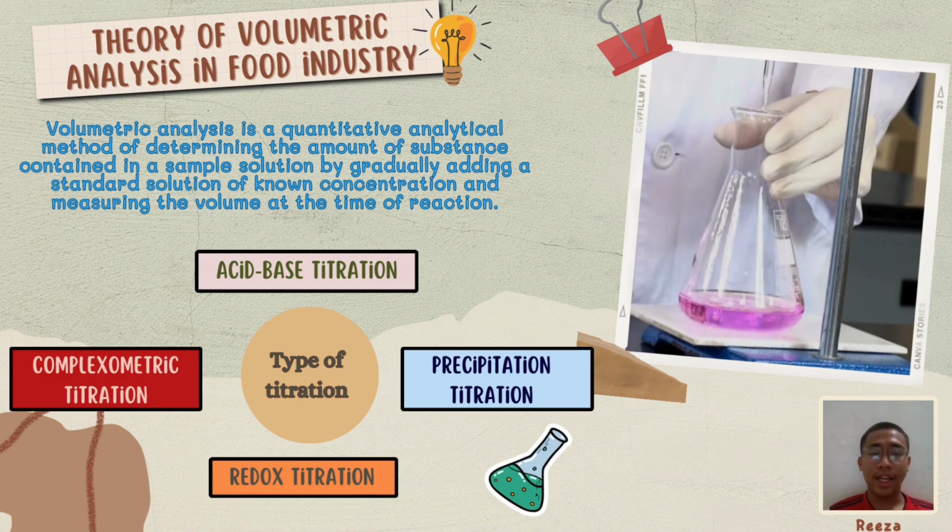Besides that, there are a few types of titration usually used in the food industry. The first one is acid-base titration, in which an acidic or basic titrant reacts with an analyte that is a base or an acid. The second one is precipitation titration, in which the analyte and the titrant react to form a precipitate. The third one is redox titration, where the titrant is an oxidizing or reducing agent. And the fourth one is complexometric titration, involving a metal-ligand complexation reaction.